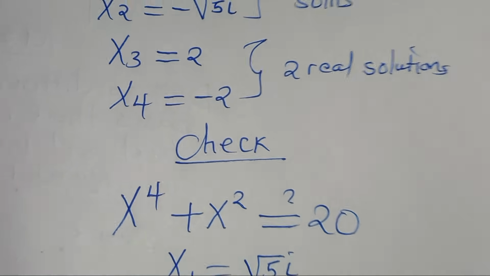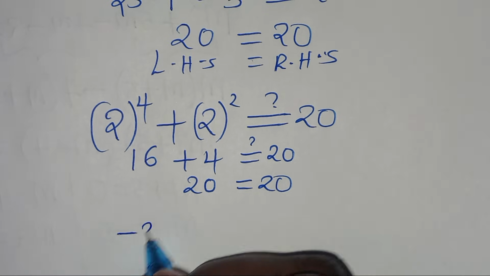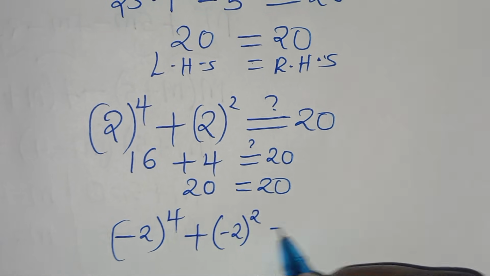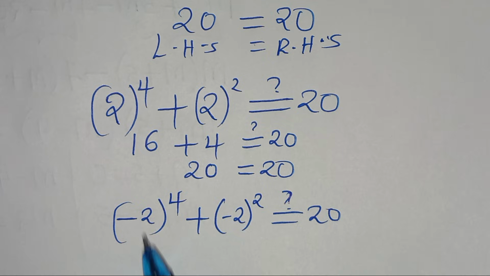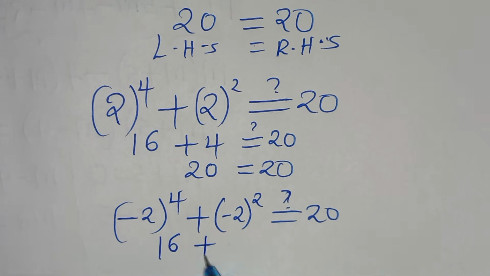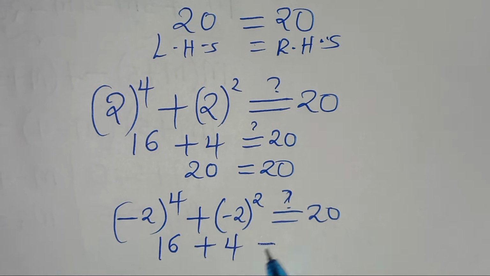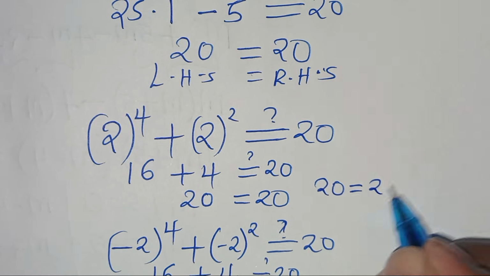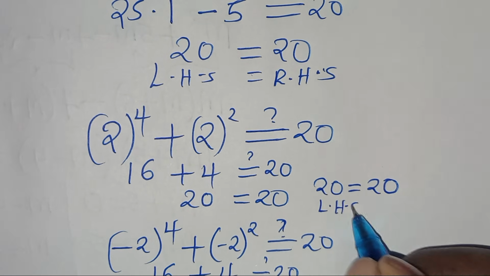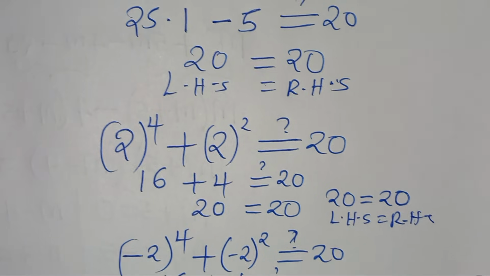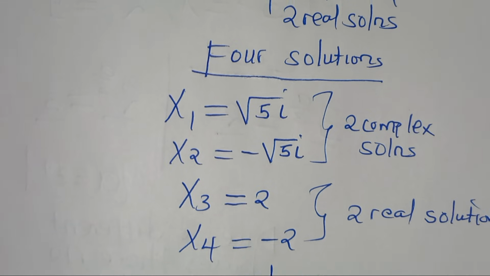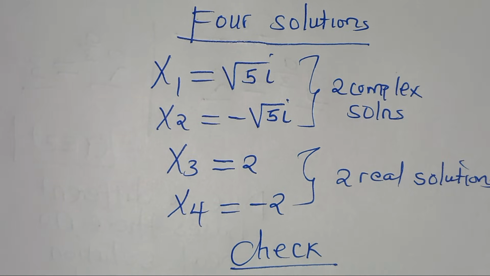Let's check x4, which is minus 2. So again, we have minus 2 raised to the power of 4 plus minus 2 raised to the power of 2. This should give us a value of 20. Minus 2 to the power of 4 is 16, plus minus 2 to the power of 2, which is 4. 16 plus 4 is 20, which is equal to 20. So the left-hand side is equal to the right-hand side. And this affirms that x4, which is minus 2, also satisfies the equation. So the four solutions here satisfy the equation.